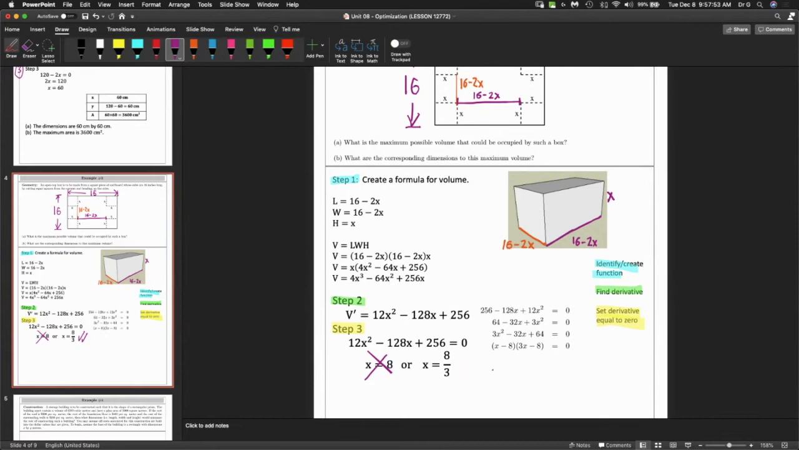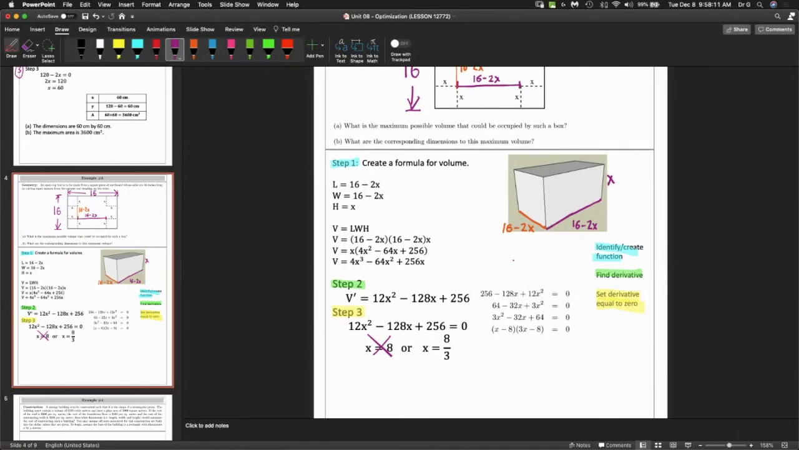I'm not going to ask you to justify why 8 over 3 is the answer, but I do expect you to know that you should reject the 8, because the 8 is no good. Produces a 0 volume. So that definitely is not a maximum. So because of that, you can go back to this equation here, length, width, and height.